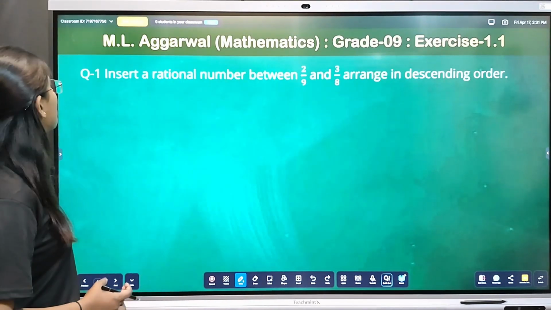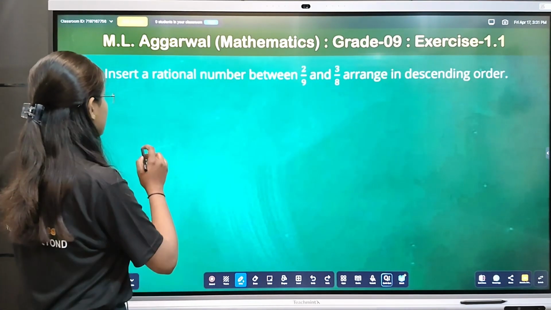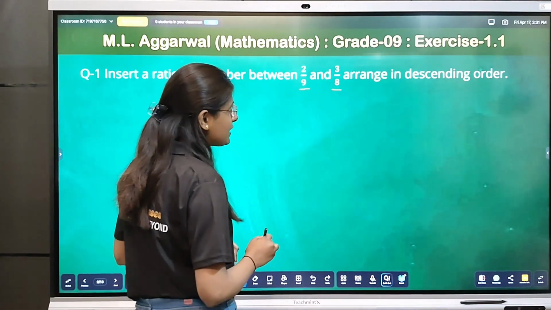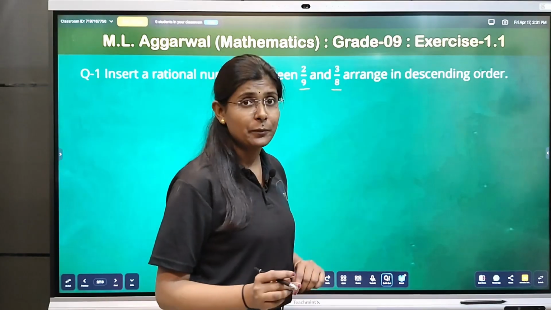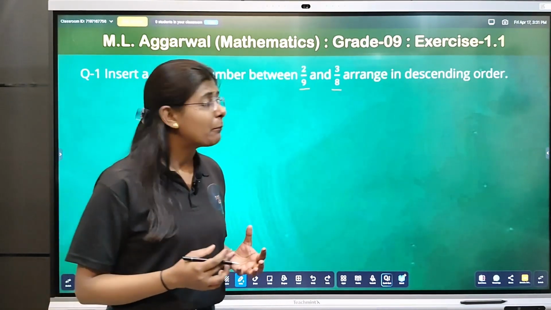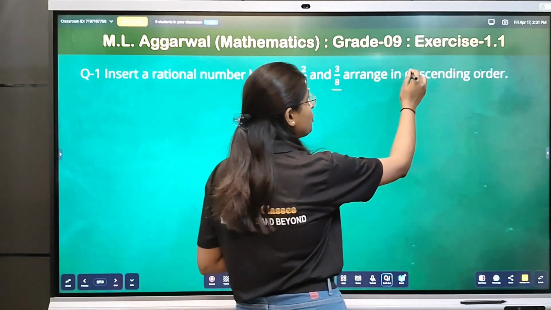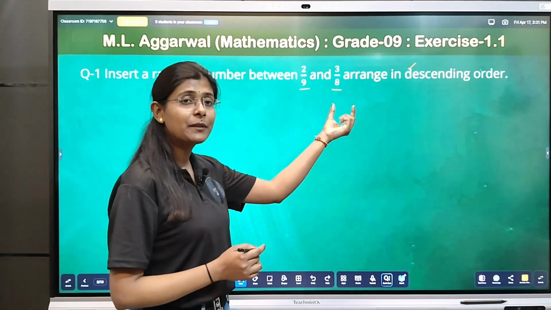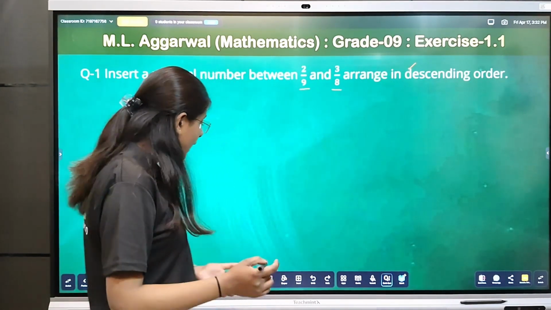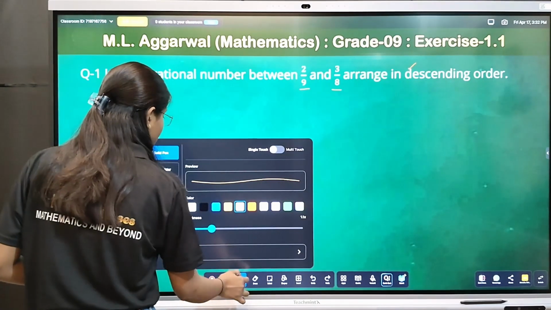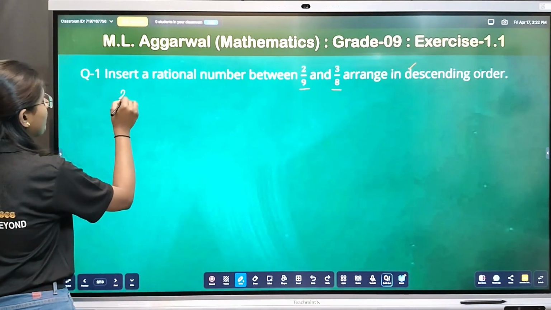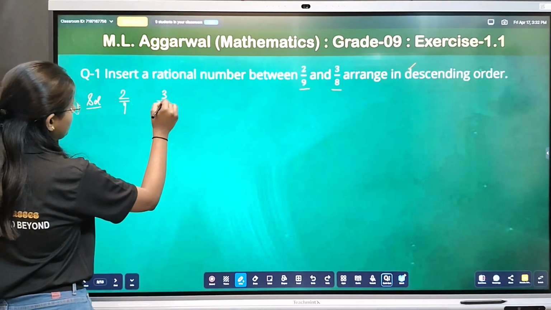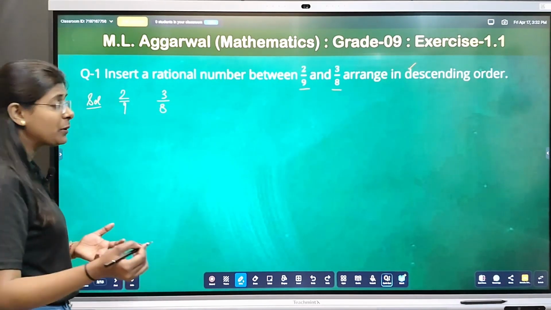Moving to our question number 1, the question states, insert a rational number between 2 upon 9 and 3 upon 8, arrange in descending order. Before we find out any number, we need to ensure that we know the descending order, and for it, we need to check which number is bigger than the other one. And for this, we will be using the concept of comparison. 2 by 9 and 3 by 8. I hope you know how to compare the numbers.